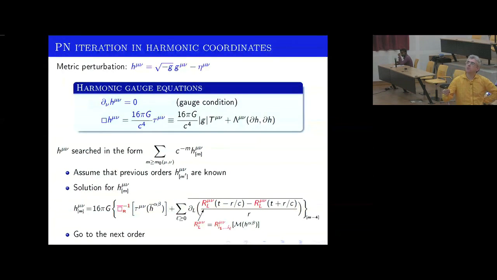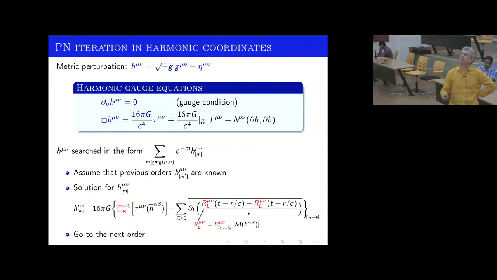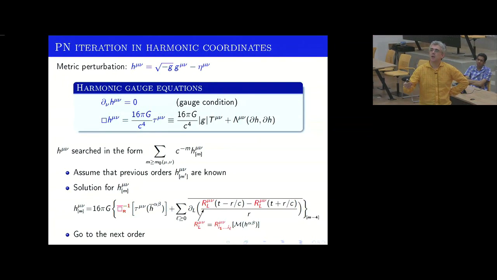The gravitational field will be described by the deviation of the Gothic metric from the flat metric. We are in harmonic coordinates. We have this Lorentz-like gauge condition. Then the Einstein equations are like wave equations with an effective source tau mu nu. This source is made of the stress energy tensor plus nonlinear corrections. The idea is then to decompose h into post-Newtonian contributions at various order M.